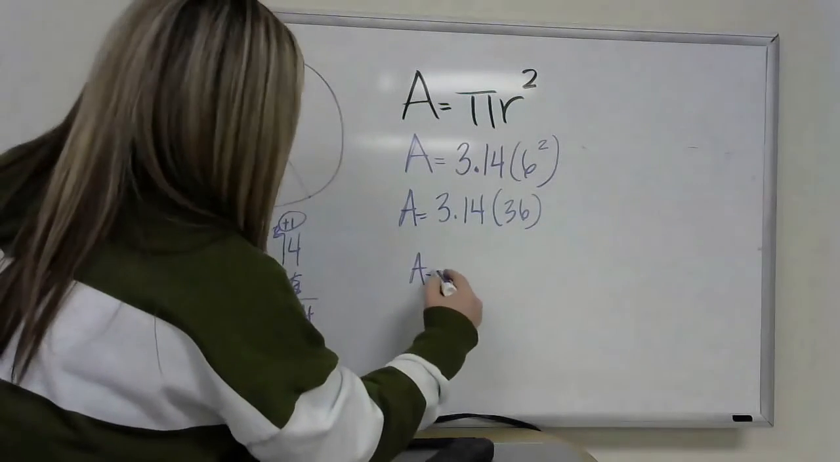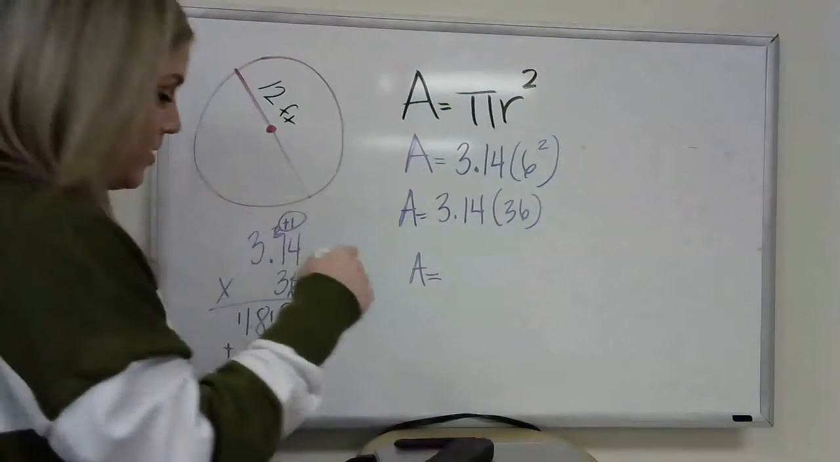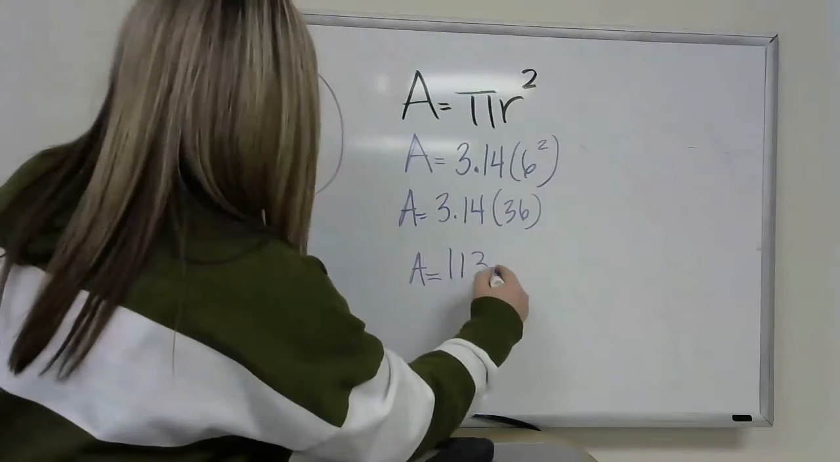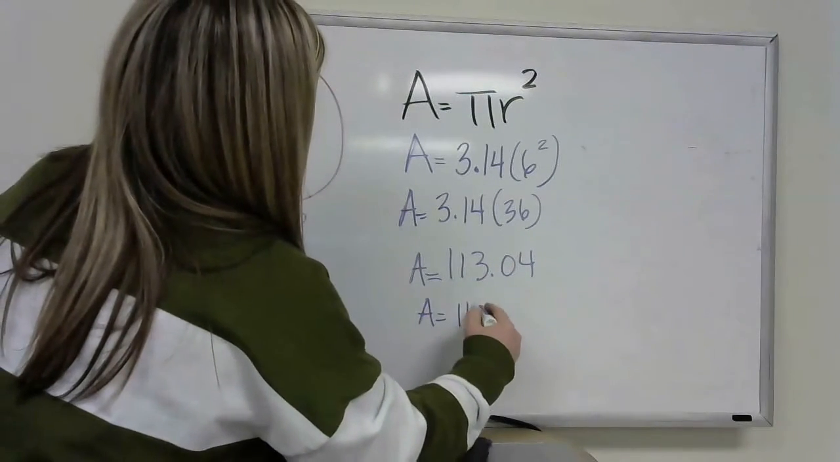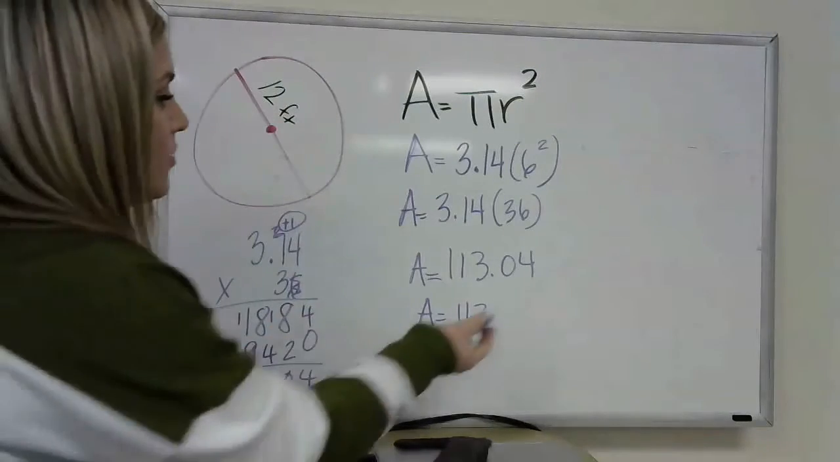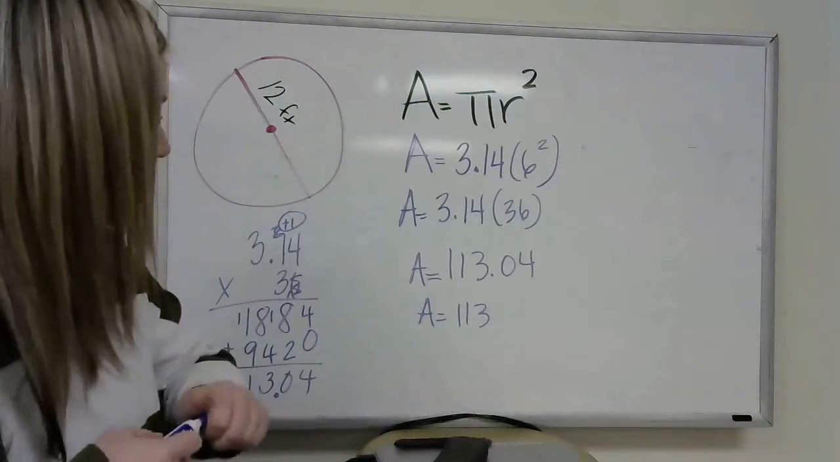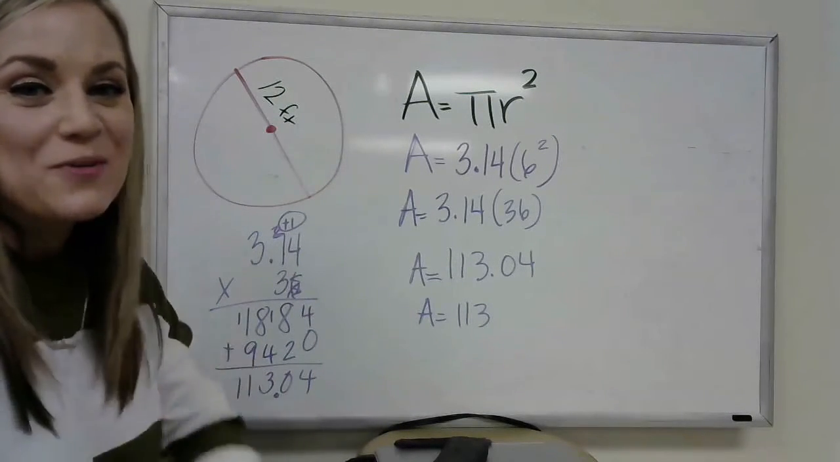So the area of this one, and they are wanting us to round it to the nearest tenth, 113.04, it's going to be 113 because the 4 is not going to mess with the 0. All right, guys. We have one more.